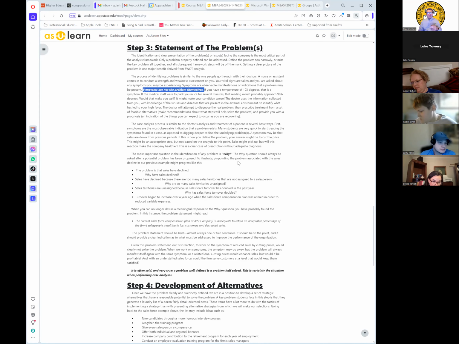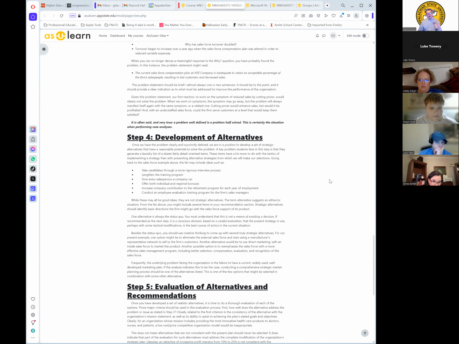So the example they give, of course, is that wonderful thing that we always tell children to ask: why? Well, it's still here again. Given a statement like the sales have declined, you would ask why the sales have declined. They decline because there are too many sales territories. Why are there so many territories unassigned? Because the sales force turnover has doubled. Well, why has the turnover doubled? You start out with the statement that the sales have declined, and you ultimately find out that there's a problem with the sales force compensation plan. That's where the key issue is.